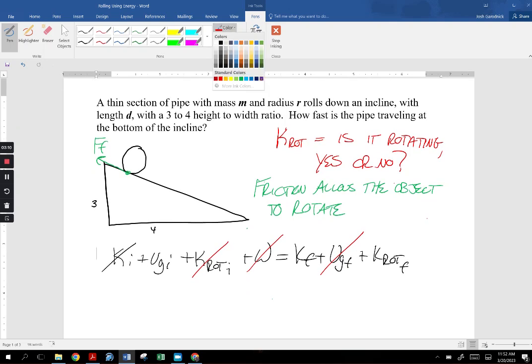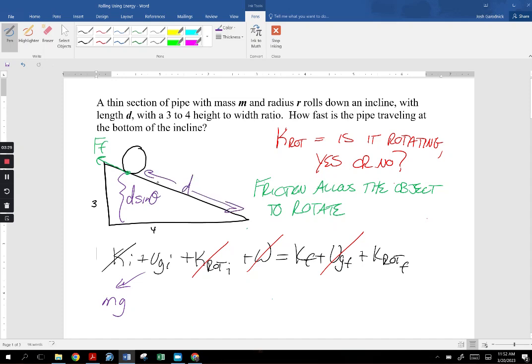And let's do it. We've got mgh. So mgh would be mgd sine theta. This is d sine theta, because this length of the incline is d in the problem. And sine theta is 3/5. So this would be 3/5 of d equals 1/2 mv squared plus 1/2 I omega squared. This is a thin ring, or a thin section of pipe. We're going to assume that it's a thin ring, so it's mr squared omega squared.